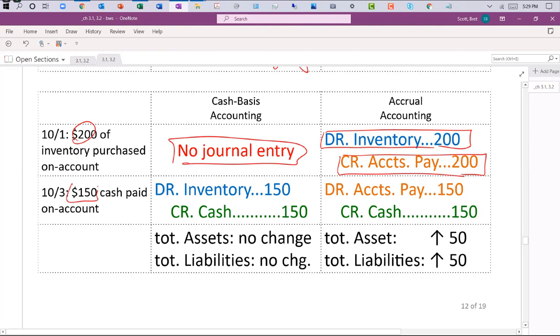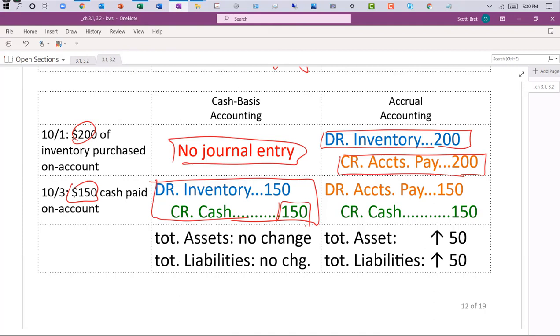What happens when I pay out $150 off of that amount I owe? Under cash basis accounting, I would only record inventory of $150. That doesn't make any sense. I got $200 worth of inventory, but on my books, I'm showing $150. Why am I only showing $150 of inventory if in actuality, I have $200? It's the cash. The cash is driving that transaction. It's not the real value that was exchanged. It's just the cash that's determining how much the value is.